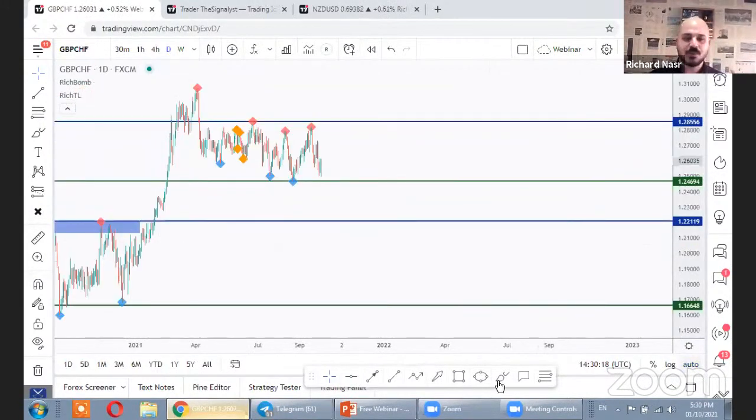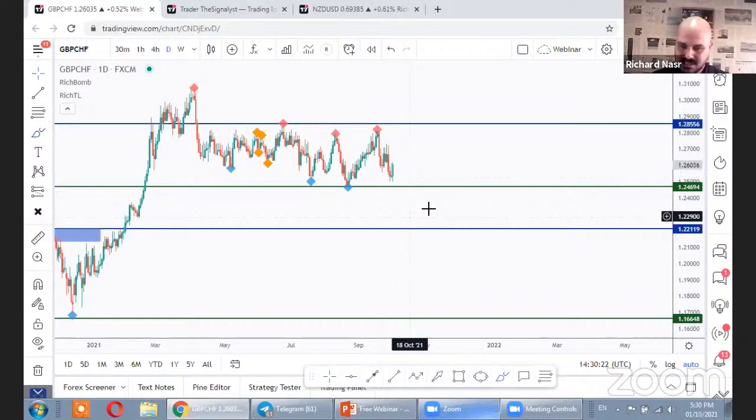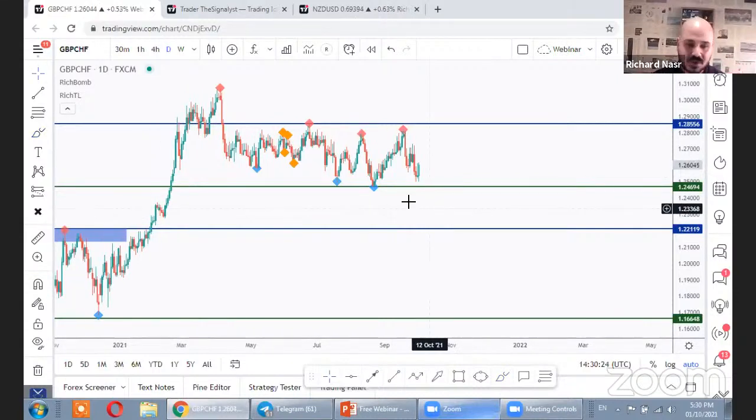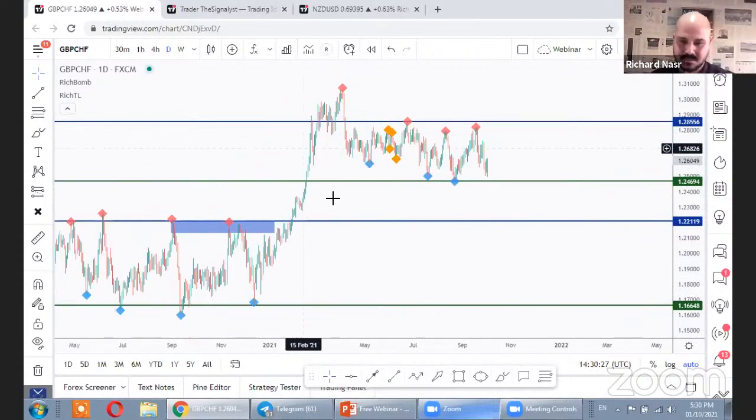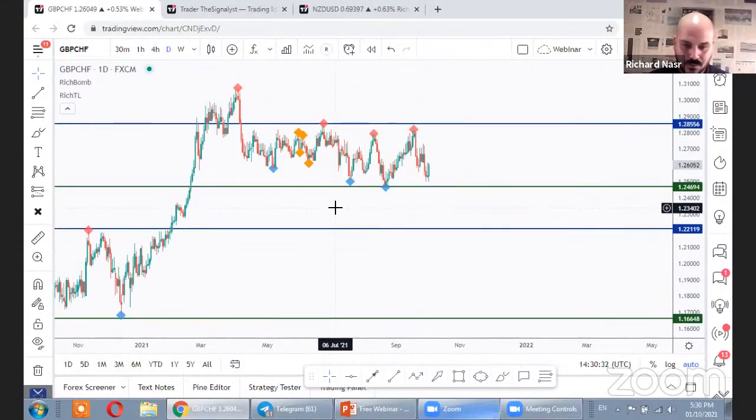Now price is approaching a support area, so we're looking for buy setups. We don't buy blindly. We already know that. Then we zoom into lower time frames to look for buy setups. We already know all of this.